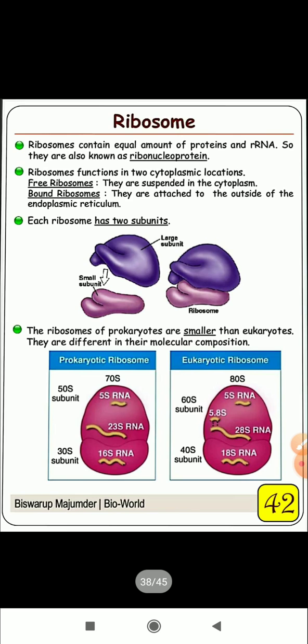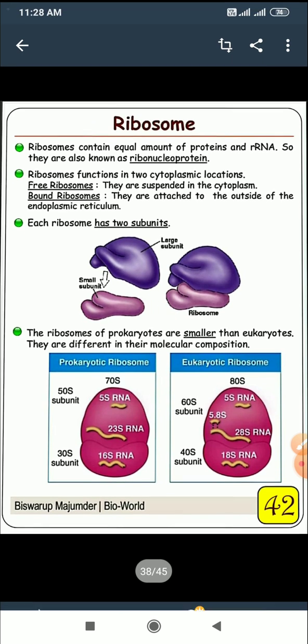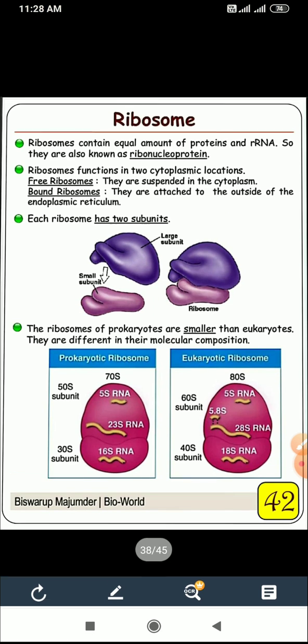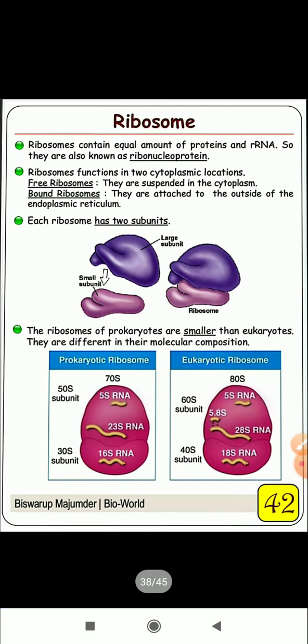Now we have the ribosomes. The ribosome is a single membrane organelle made up of two subunits, one larger, one smaller. We have two kinds of ribosomes. The prokaryotic ribosomes are 70S and the eukaryotic are 80S. The prokaryotic ribosomes are made up of two subunits, 50S and 30S, and the eukaryotic ribosomes are made up of 60S and 40S subunits.